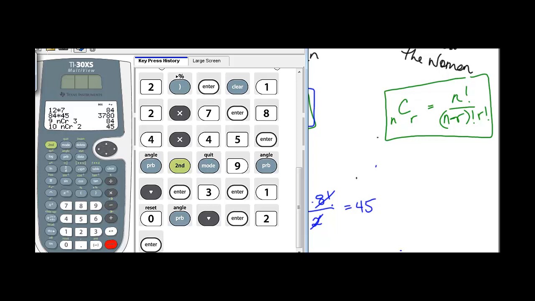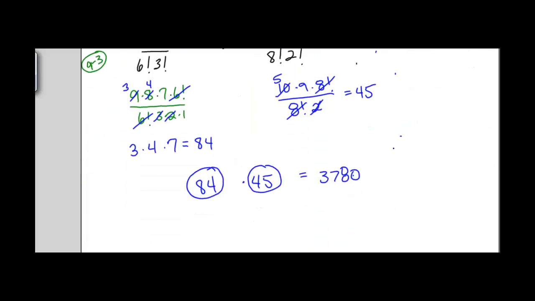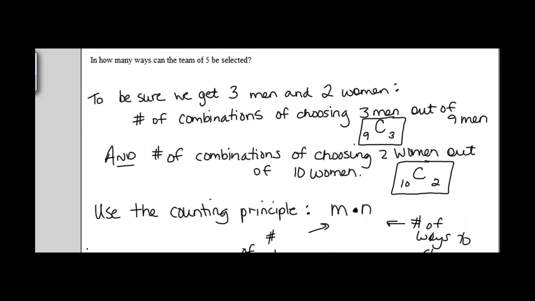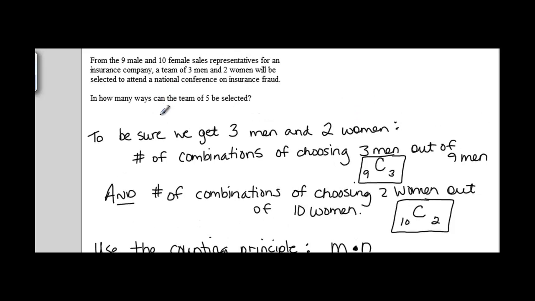So there again, we've got the 84 times 45, which would give me 3,780. We could have done that on one line. You would have wanted parentheses around both of your combinations, and you could multiply them together. But either way, you would have 3,780 different ways that I could choose a team from the 9 male and 10 female that would consist of 3 men and 2 women.